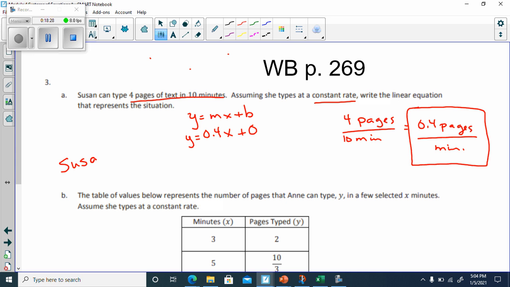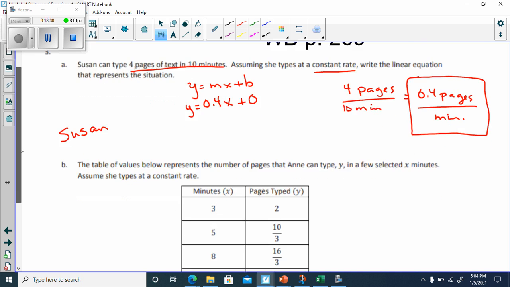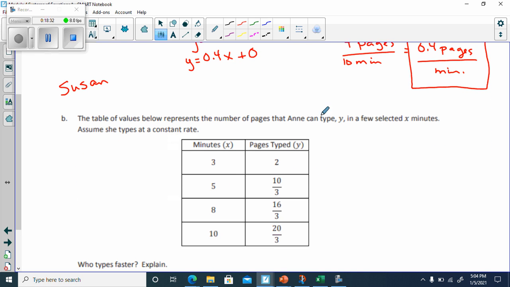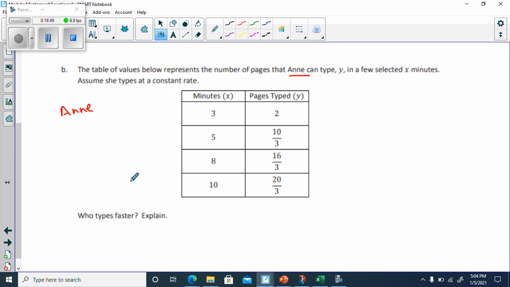We're comparing Susan's rate of typing to Anne's. The table of values below represents the number of pages that Anne can type, Y, in a few selected minutes, X. Assume she types at a constant rate, so it's a linear equation. Who types faster?